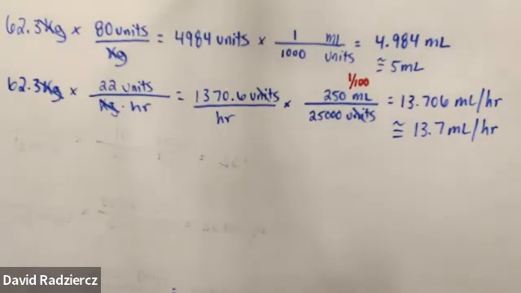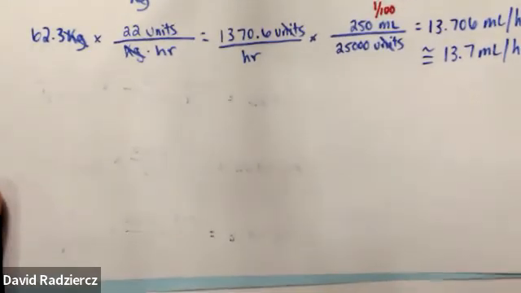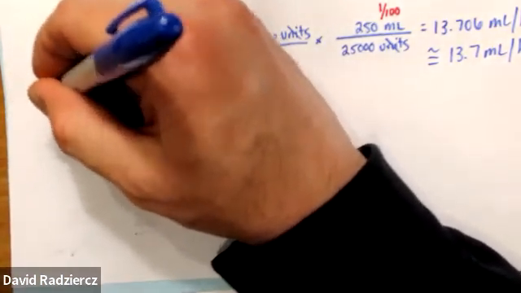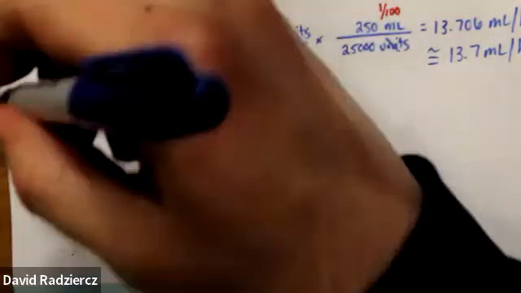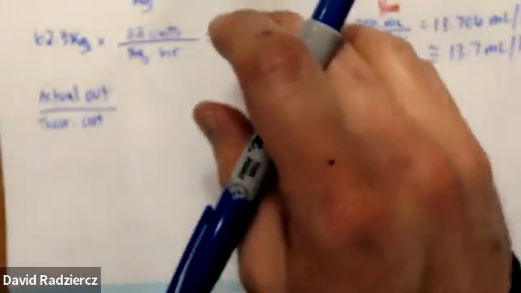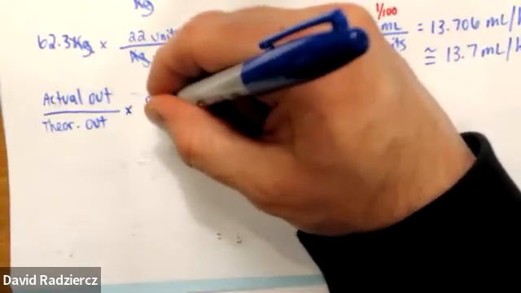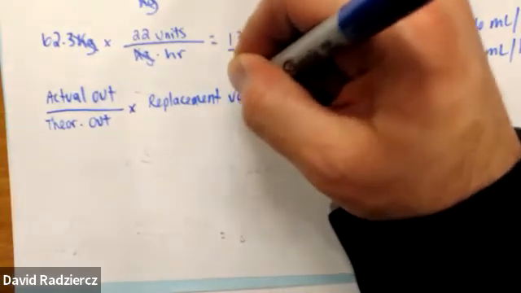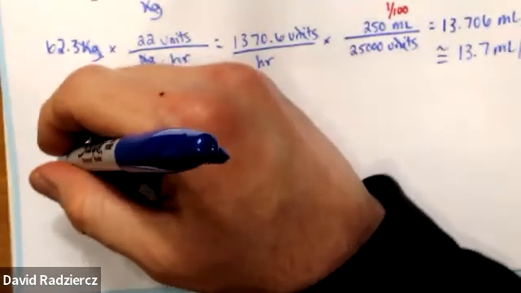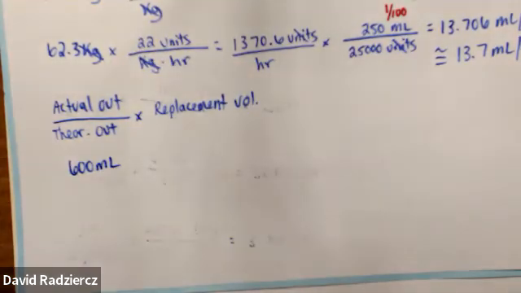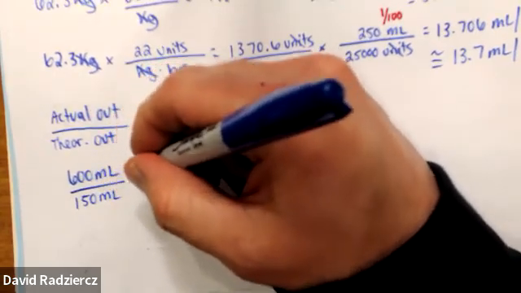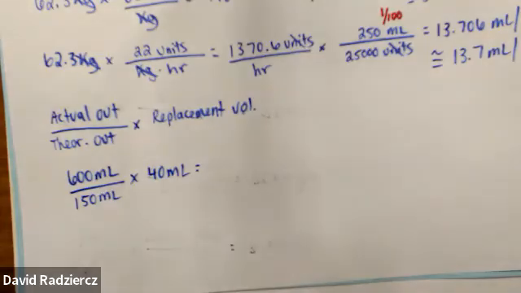So let me show you what I've done for questions like that. I have a little bit of a formula that you can follow for your intake output questions. You're going to take your actual output, so what the patient actually voided. You're going to put that over what I call the theoretical output, which is, for every whatever milliliters out, replace, and then multiply that by the replacement volume. And that will give you how much to give. So the actual output for this question was 600 milliliters. The theoretical output was 150 milliliters. And the replacement volume was 40 milliliters. So what you did was exactly right.